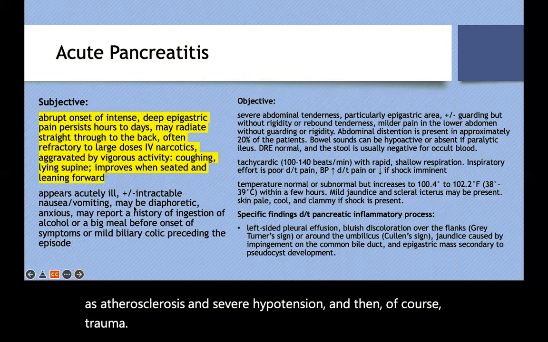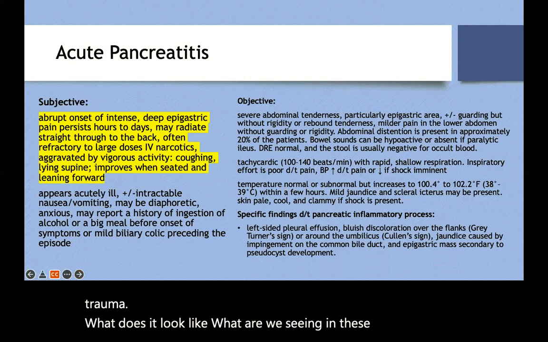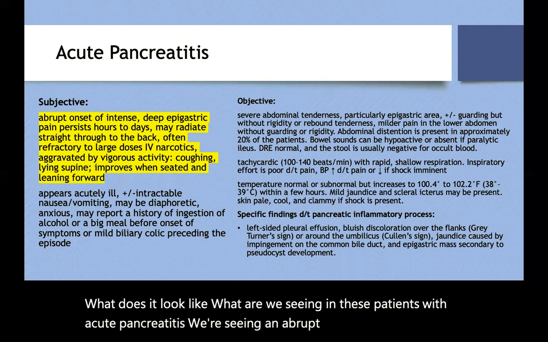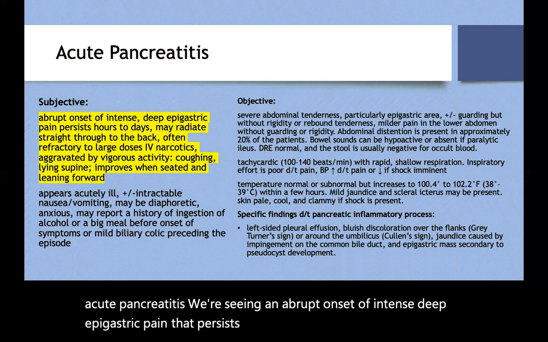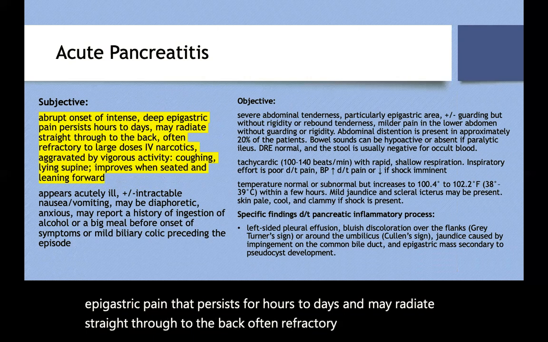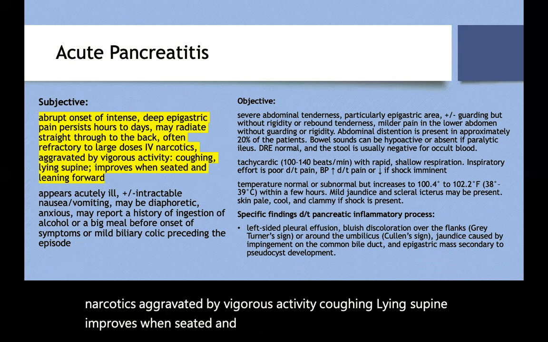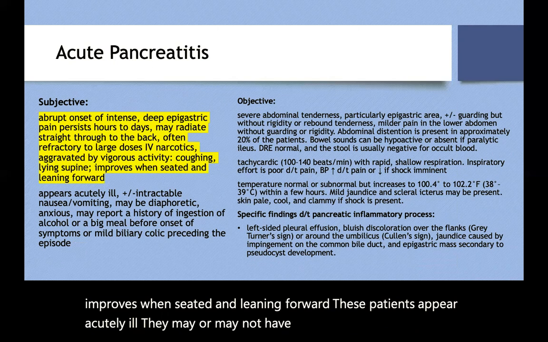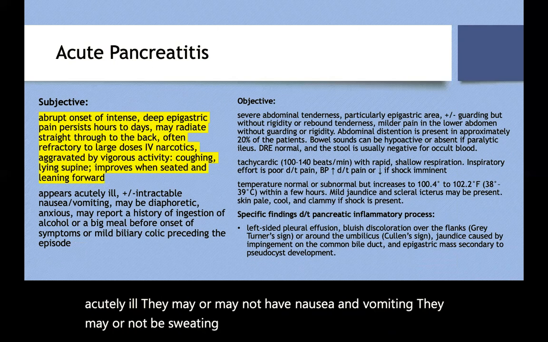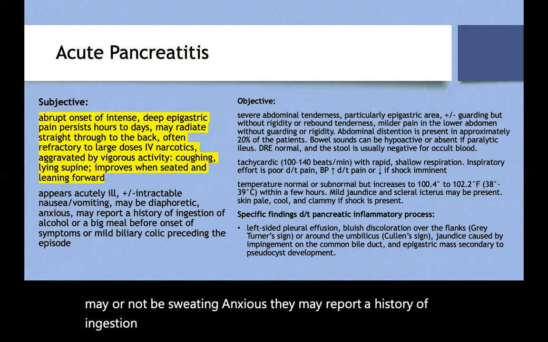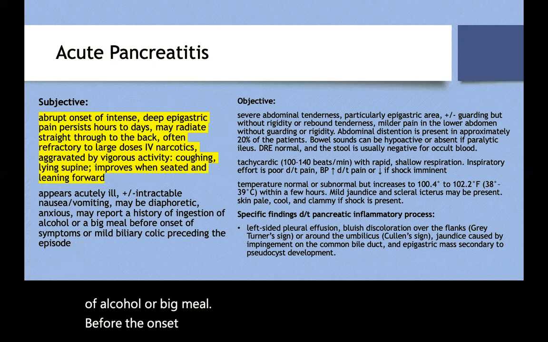Now, what does it look like? What are we seeing in these patients with acute pancreatitis? We're seeing an abrupt onset of intense, deep epigastric pain that persists for hours to days and may radiate straight through to the back, often refractory to large doses of IV narcotics, aggravated by vigorous activity, coughing, lying supine, and improves when seated and leaning forward. These patients appear acutely ill. They may or may not have nausea and vomiting. They may or may not be sweating, anxious. They may report a history of ingestion of alcohol or a big meal before the onset of symptoms, or mild biliary colic preceding the episode.